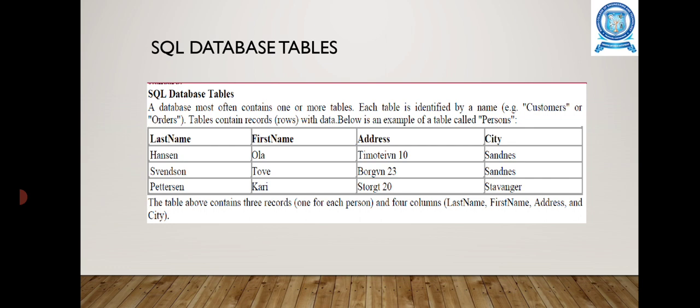The table contains 3 records, one for each person. That means the last name of one person, then the first name, address and city of that particular person.